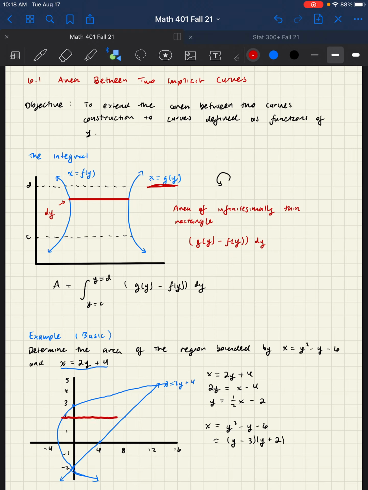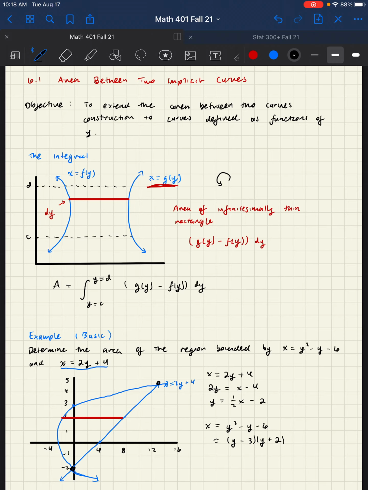And lastly, I need to set up my infinitesimal. So I'm looking at the region bounded between these two curves. And because I need them in terms of y, then I need to find the left and the right endpoints, which are going to be values of y. So I have a candidate here already. I have -2, because both of these pass through that point. And then there's another point somewhere over here, but I don't know what the y values of that are.